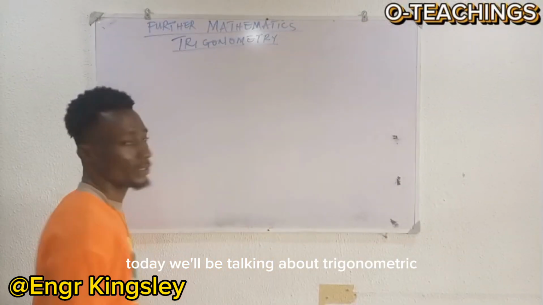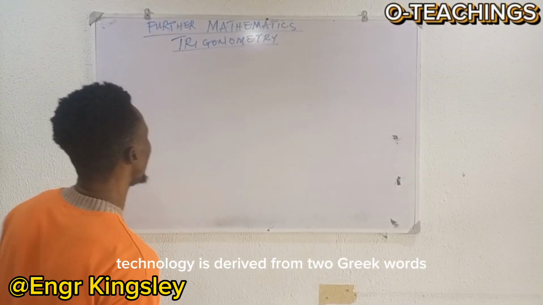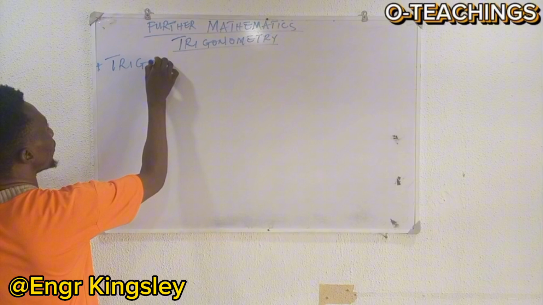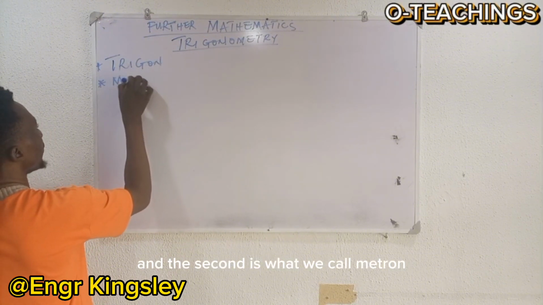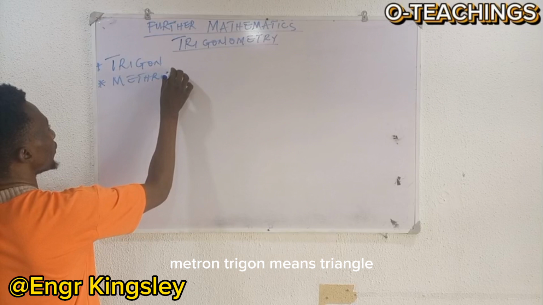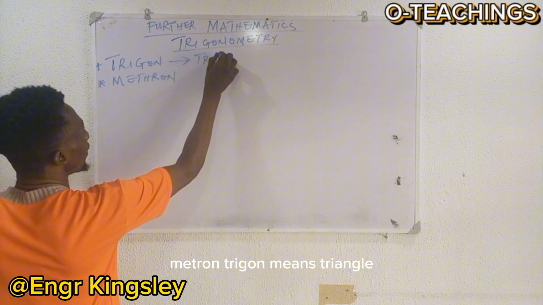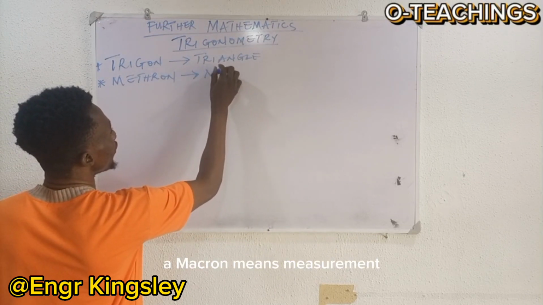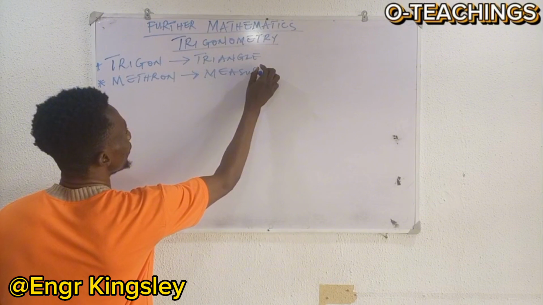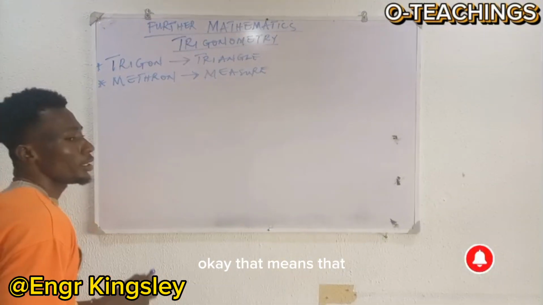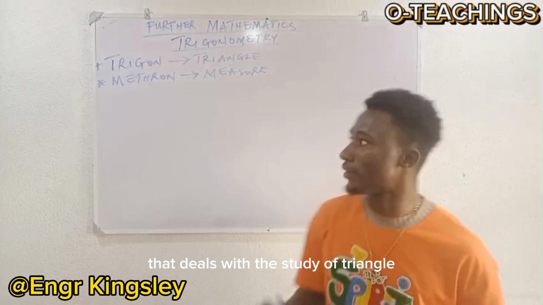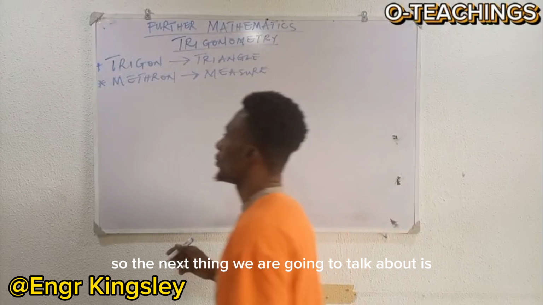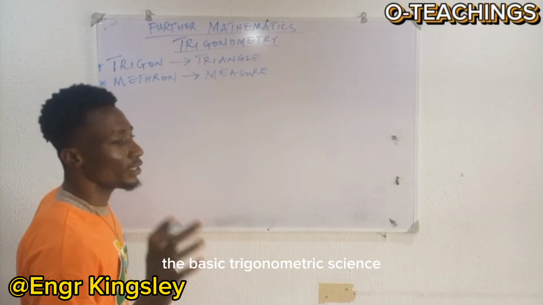Today we'll be talking about trigonometry. Trigonometry is derived from two Greek words. The first one is trigon, and the second is metron. Trigon means triangle, and metron means measurement. That means that trigonometry is a branch of mathematics that deals with the study of triangles or angles and their measurement.